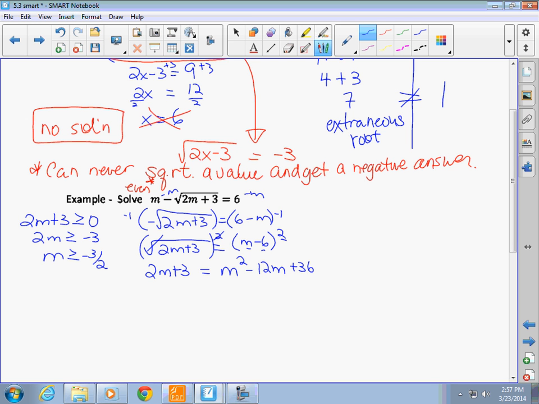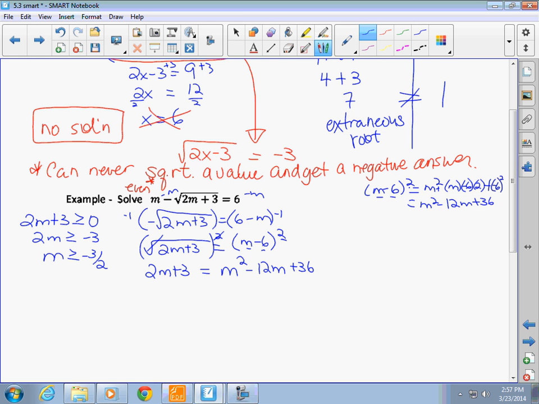What I did there, I'll just write it over here, I think I've showed you this before. I square my first term, and then my next term is m, I should put a plus sign in between, m times negative 6 times 2. So I take every value and multiply it together to get my middle term, and then my last term is always the last term squared. So this becomes m squared minus 12m plus 36.